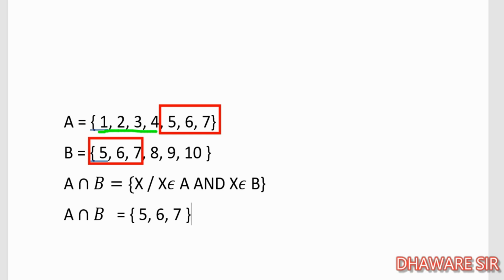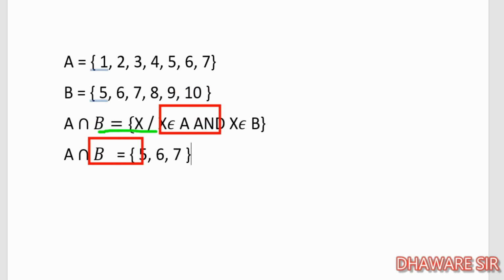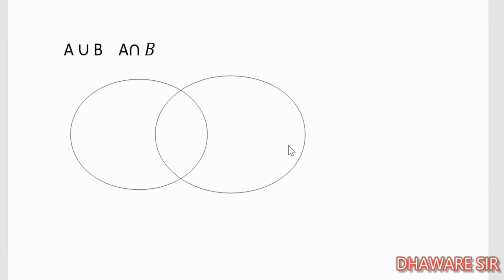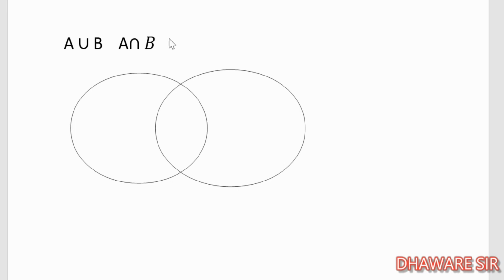How can we represent this by a Venn diagram? If a question gives us two sets and asks us to write them in a Venn diagram, we draw two circles. Suppose this is set A and this is set B. So these are the two sets.